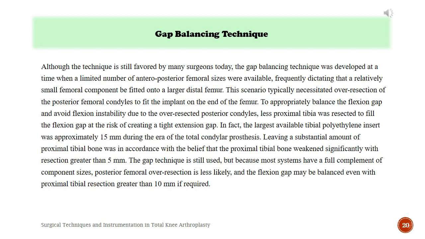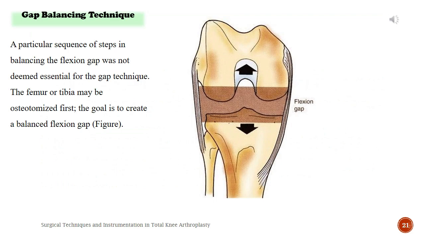The gap technique is still used, but because most systems have a full complement of component sizes, posterior femoral over-resection is less likely, and the flexion gap may be balanced even with proximal tibial resection greater than 10 mm if required. Gap balancing technique. A particular sequence of steps in balancing the flexion gap was not deemed essential for the gap technique. The femur or tibia may be osteotomized first, the goal is to create a balanced flexion gap.